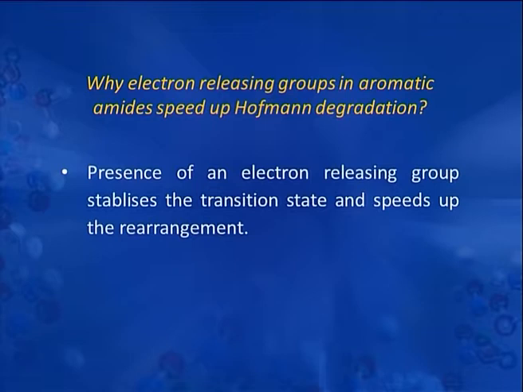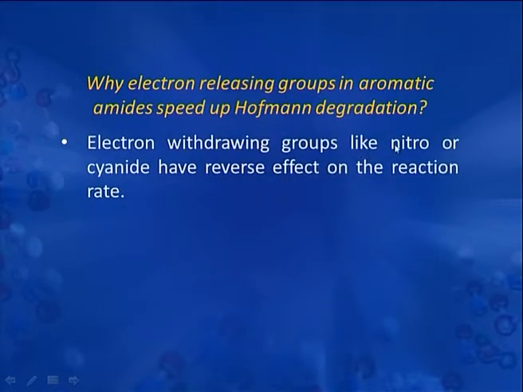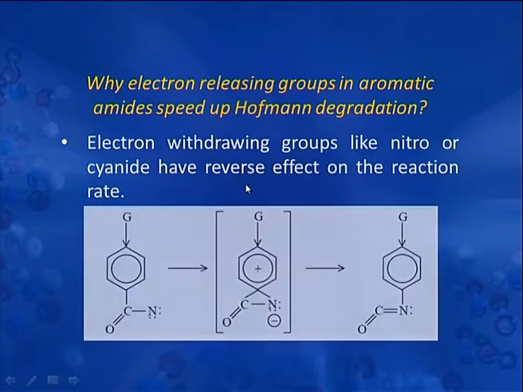The presence of an electron releasing group stabilizes the transition state and speeds up the rearrangement. Electron withdrawing groups like nitro or cyanide have the reverse effect on the reaction rate. You can see here that in the transition state there is development of positive charge, and this positive charge is stabilized by the presence of an electron releasing group, whereas an electron withdrawing group will have the reverse effect, and that is why electron releasing substituents on the benzene ring facilitate Hofmann bromamide reaction.